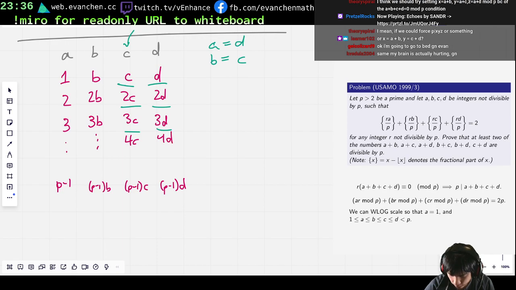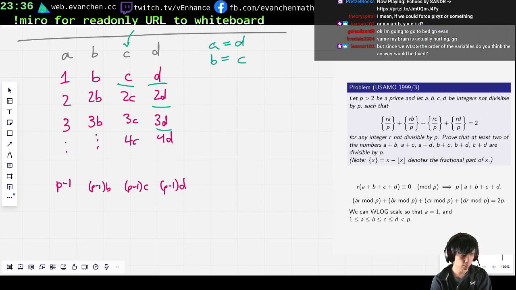Alright. Sorry, so there's another equality case where B regroups if and only if C doesn't, but I want to show that D always regroups. Without loss of generality the order of the variables, you think the answer would be fixed? I'm not sure what you mean by that. I mean, if anything, we definitely care about a plus d versus b plus c.